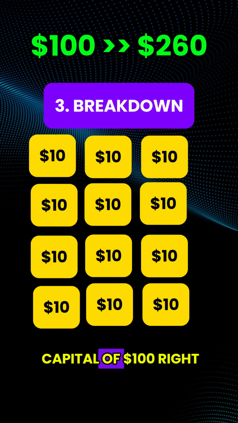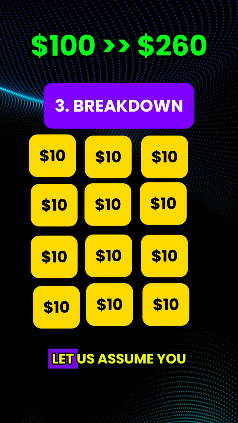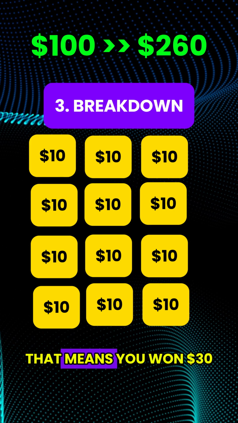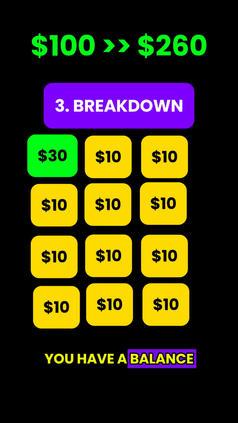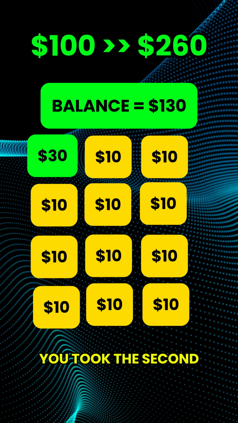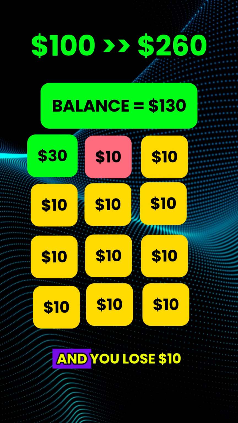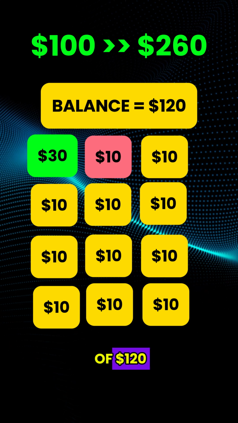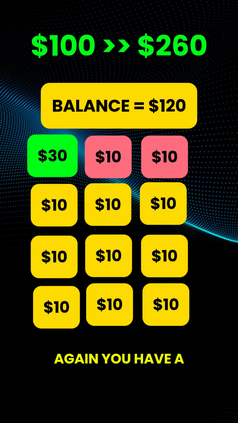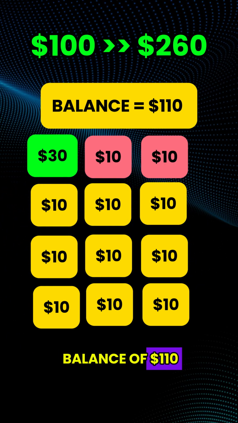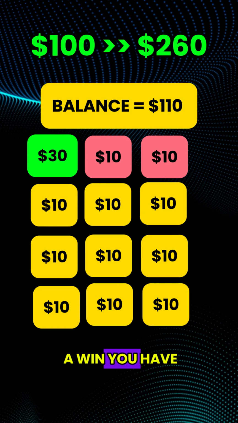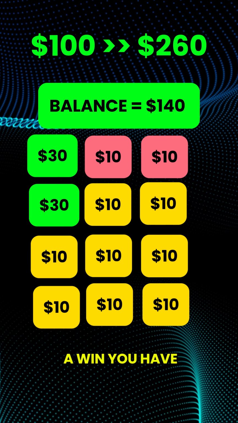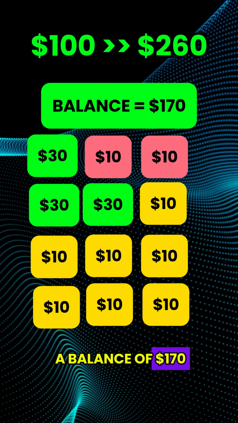So we have a capital of $100, right? Let us assume you took our first trade and successfully hit TP. That means you won $30, you have a balance of $130. You took the second trade and it was a loss, and you lose $10. You have a balance of $120. The next trade was a loss again. You have a balance of $110. The next trade was a win. You have a balance of $140. Trade number 5 was a win. You have a balance of $170.